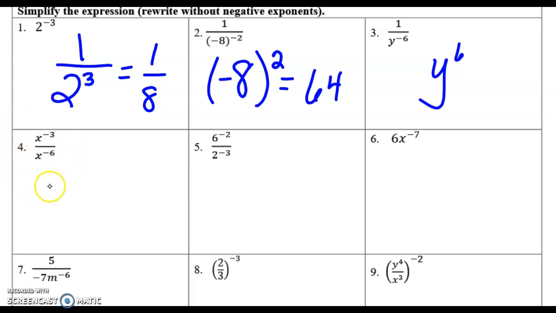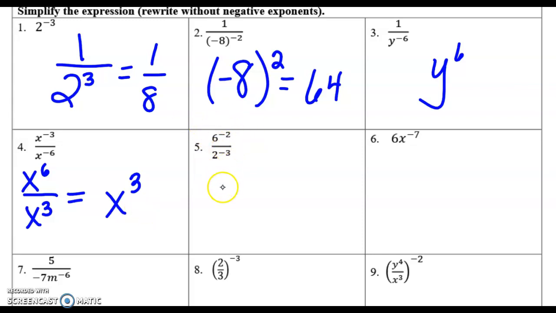These both have negative exponents, so they're both going to switch positions. This is going to come up top. This one's going to go on the bottom. And now we get x cubed because we have to use a little math that we learned before. When we are dividing, we actually subtract the exponents.